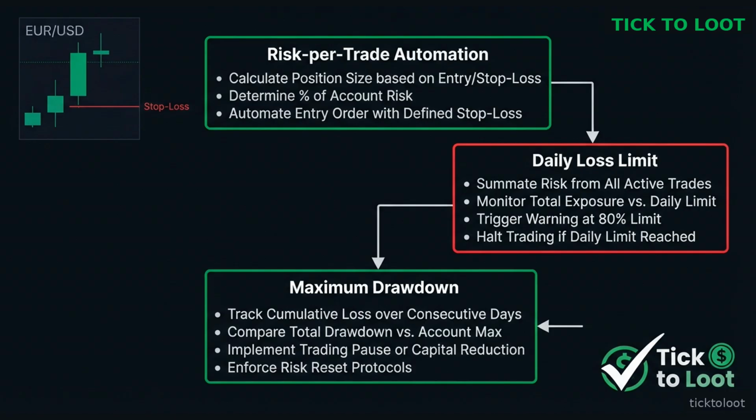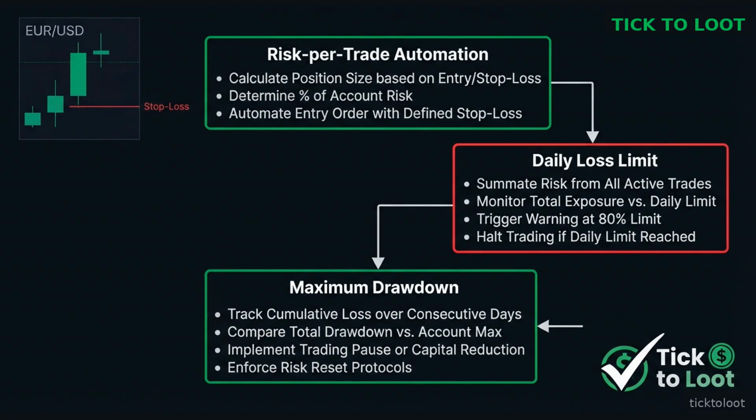The third layer is the maximum drawdown, which is the total amount you are willing to lose before you pause trading entirely, perhaps 10% of your account, or $500. This figure is tracked over weeks or months, not just daily, and helps you avoid a cascade of small losses turning into a big one. When you combine these three elements, per trade risk, daily loss limit, and overall drawdown, you create a safety net that works automatically, just like seat belts and airbags protect you in a car.